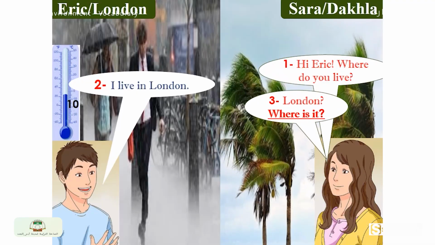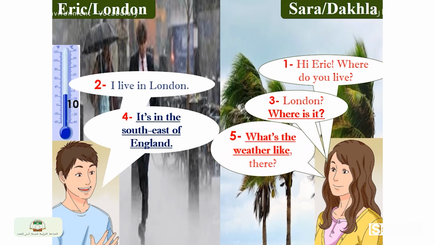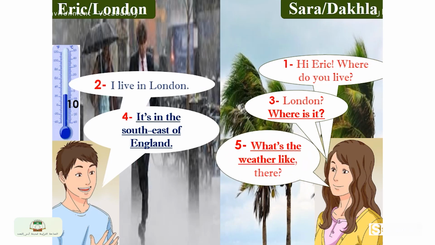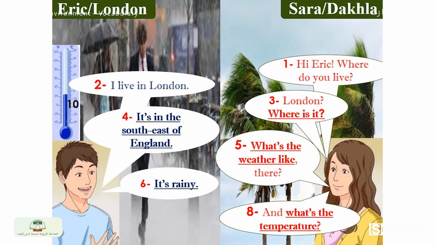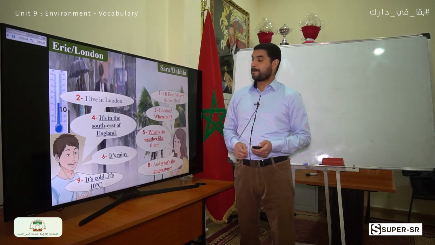So let's continue. London, where is it? It's in the southeast of England. What's the weather like there? It's rainy. And what's the temperature? It's cold. It's 10 degrees Celsius. Good.